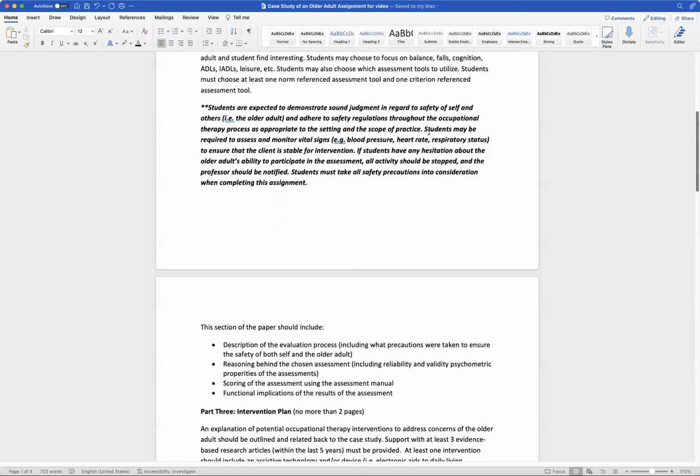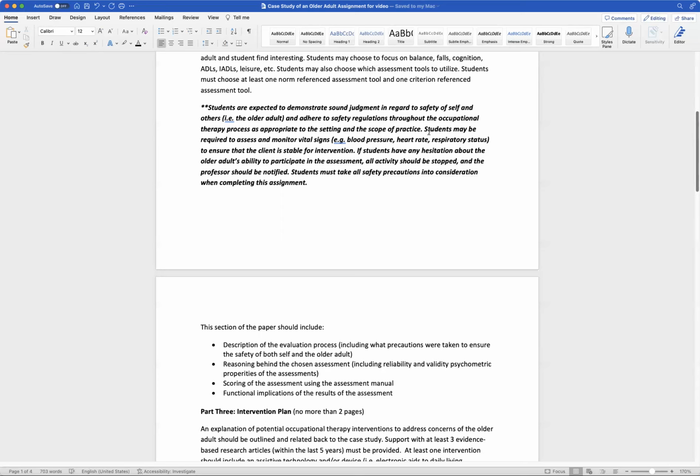You may be required to assess and monitor vitals such as blood pressure, heart rate, respiratory status, to ensure that the client is stable for intervention. If you have any hesitation about the older adult's ability to participate in the assessment, all activity should be stopped and the professor should be notified.